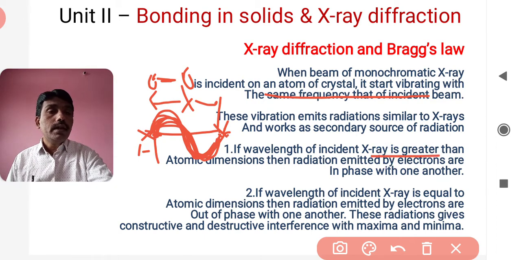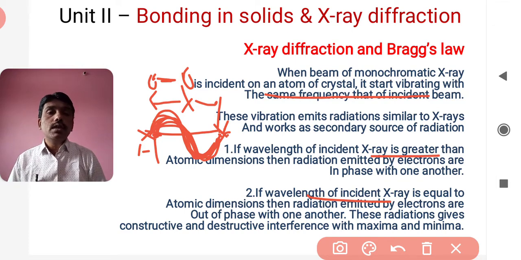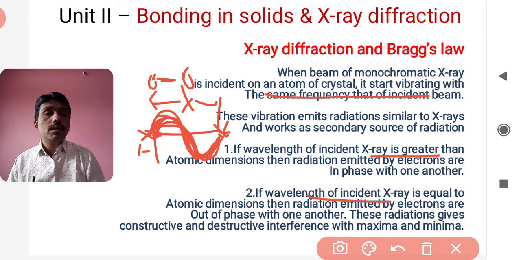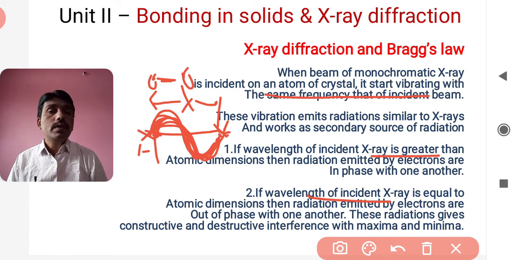And suppose the interatomic distances and the wavelength of the incident x-ray are equal. In that case, the dimensions of the atoms are equal to the wavelength, and the radiation emitted will be out of phase.